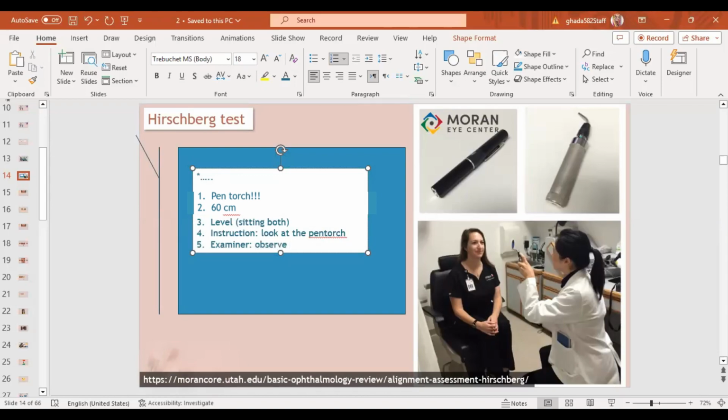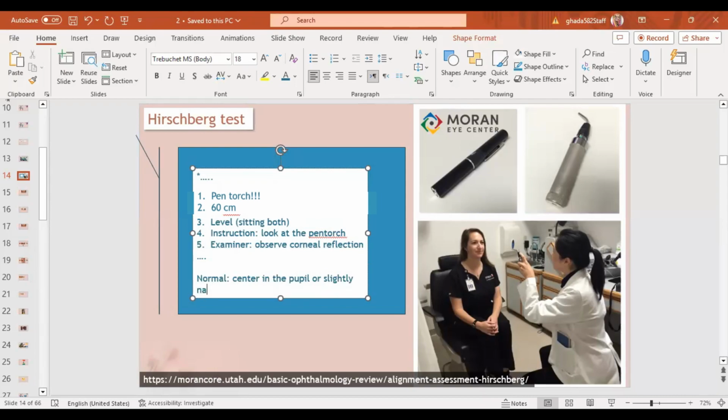So the corneal reflection actually is the first Purkinje image. It's created by the cornea, but it's located inside the anterior chamber, like in the center of the pupil. So observe the corneal reflection. Okay, so this is the test, okay? And what is the normal finding? Normally, the light should be well centered at the pupil, slightly nasal. Okay, slightly. Like in each pupil, okay, in each pupil.